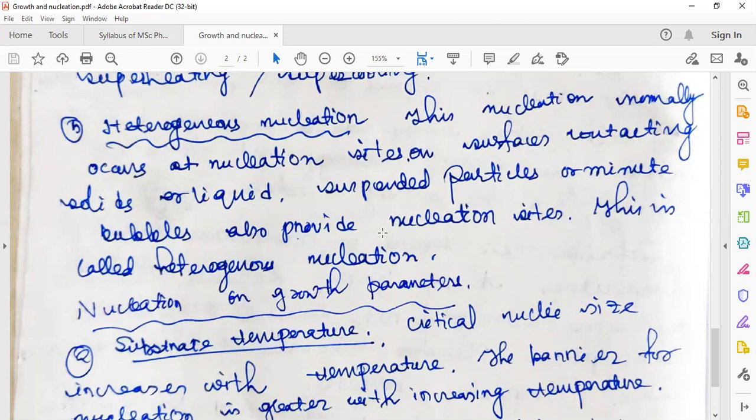Nucleation site means they need a base or support. Unlike homogeneous nucleation, these heterogeneous nucleations must need a base or support for nucleation to happen.